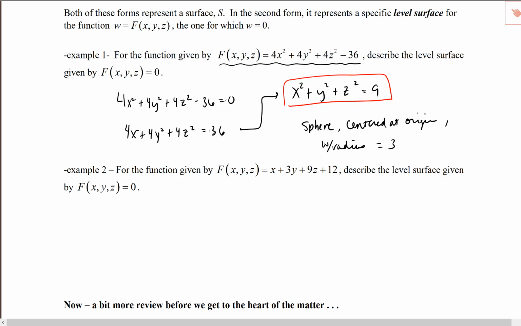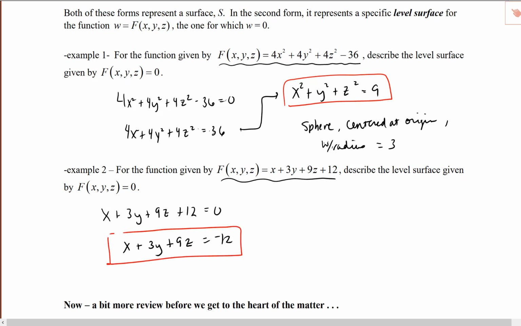Example 2. For this function, describe the level surface given by capital F equals 0. So again, let's take our equation and set it equal to 0. Let's move the 12 to the other side and see if we recognize what type of surface this represents. Do you recognize it? Great, you got it. This is a plane, since neither the x nor the y nor the z are squared.